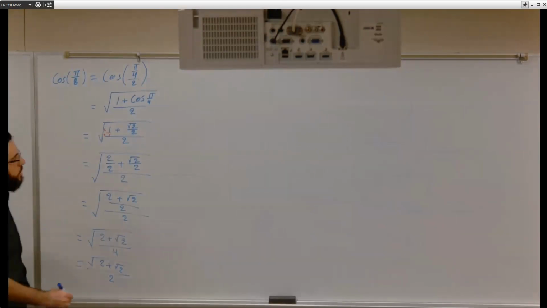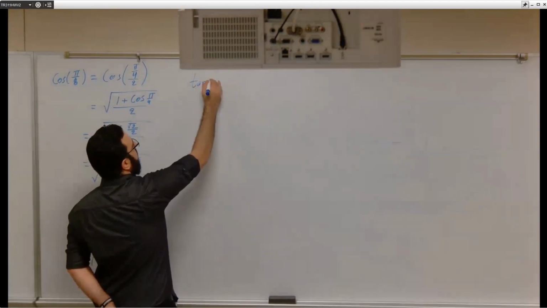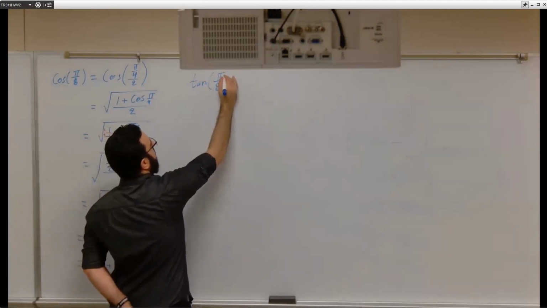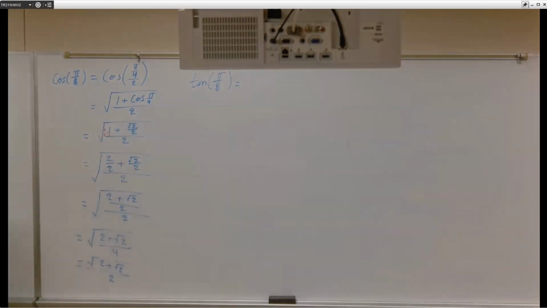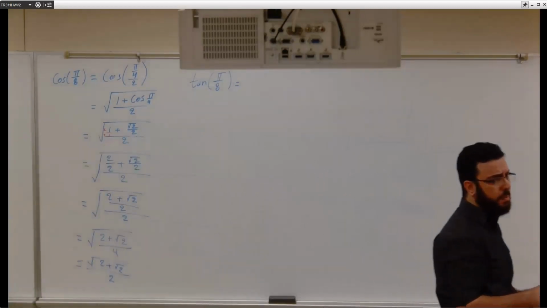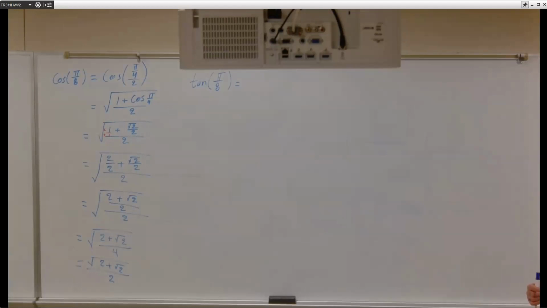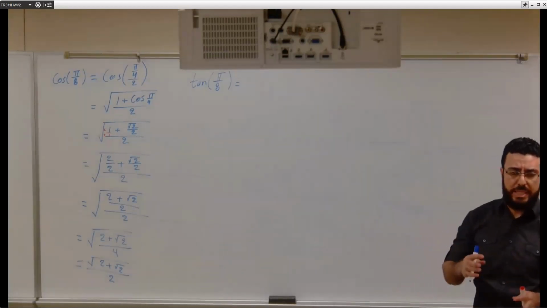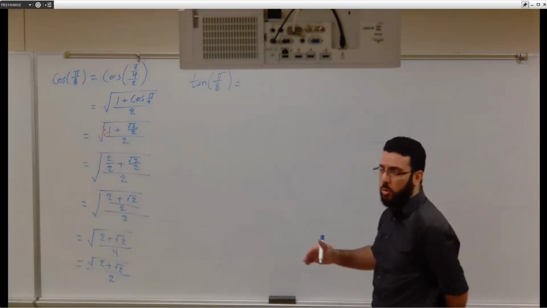Now, can you find the tangent? Tangent pi over 8. You want to use the formula to find the tangent, or you can say the tangent pi over 8 is going to be sine over cosine. Can you do that? Yes or no? You can do that, but it's going to be the same result. If you use the formula, you're going to get different numbers, but when you use the calculator, it's going to be exactly the same number. So don't worry about that, it's going to be the same result.